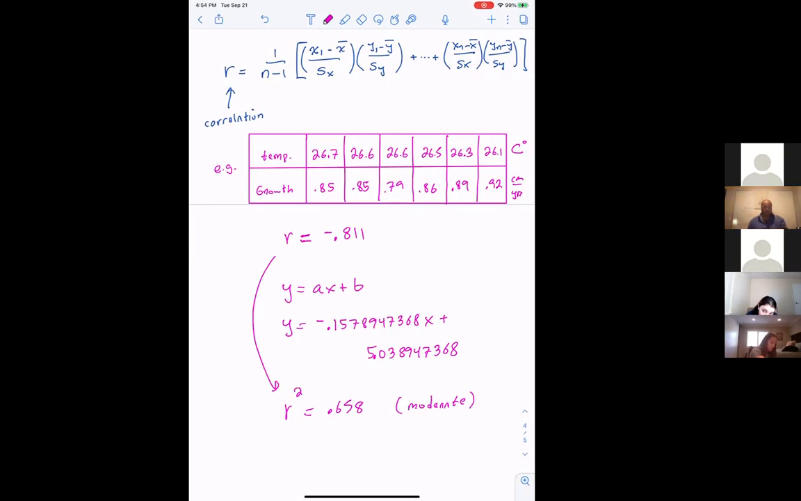Now, to show you one more thing, hit Y equals, not stat plot, but just Y equals. You should have this screen right here. Y equals is the top left button. Put in your function, AX plus B, so negative 0.15789, you don't have to use every decimal, I use 5, plus 5.03895. So I put in this right here, my Y equals AX plus B that I got from my calculator.